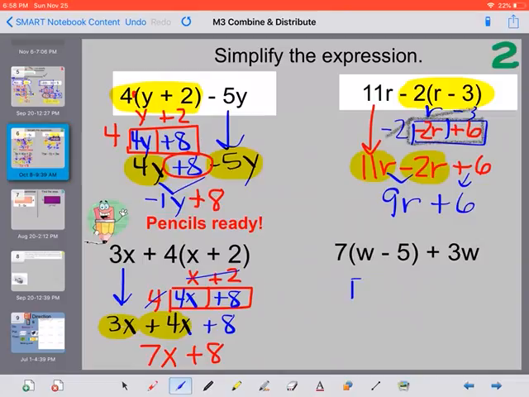Last one like this. Draw my box to help me multiply 7 and then w minus 5.